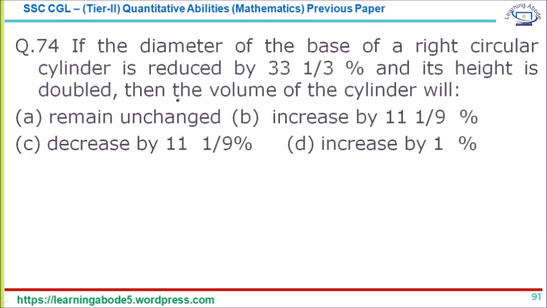Now question number 74. If the diameter of the base of a right circular cylinder is reduced by 1 by 3, that is 33.33%, and the height is doubled, what will happen to the volume of the cylinder? So the formula is pi r square h. Pi is going to remain a constant. So what is happening is r is reduced by 1/3, now it is 2/3, and the height is doubled, so that becomes 2h. So that ultimately leads to 8 by 9.